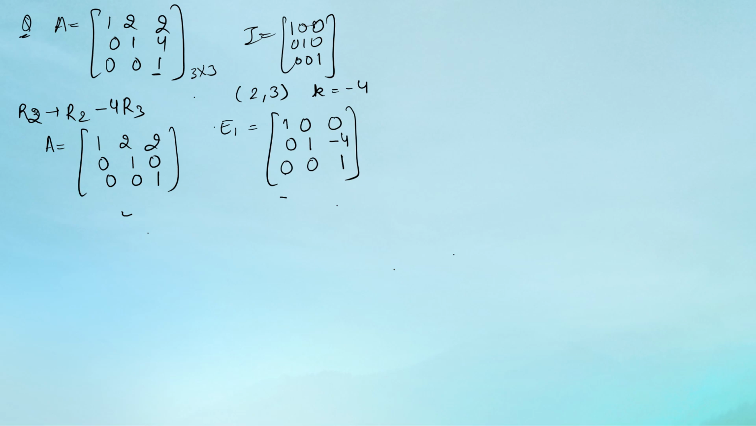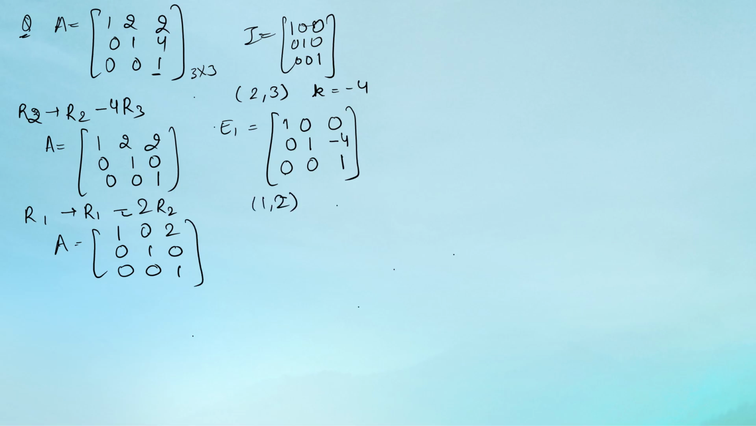Next operation we'll apply is R1 gives R1 minus 2R2. So when we apply this, you'll get it as 1, 0, 2, 0, 1, 0, 0, 0, 1. So at 1, comma 2, you have to place -2. So your elementary matrix E2 will not continue from E1. It will be a fresh identity matrix: 1, -2, 0, 0, 1, 0, 0, 0, 1.